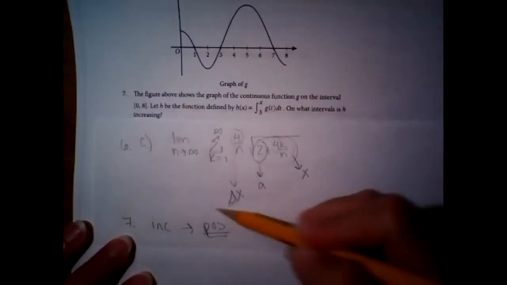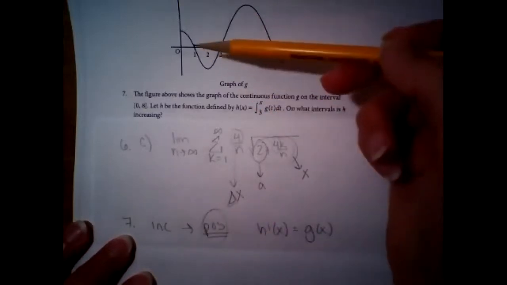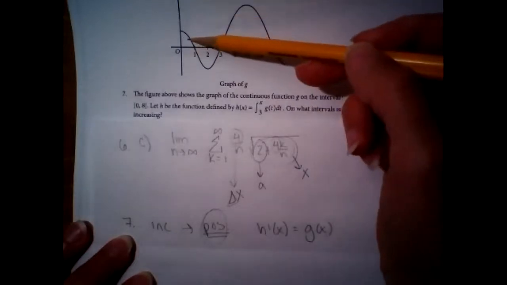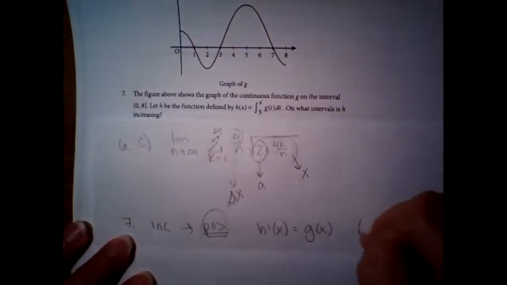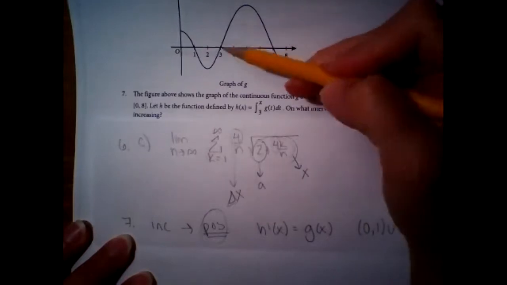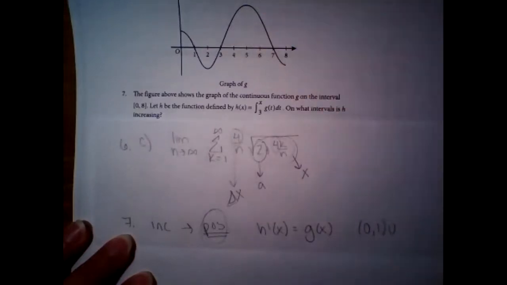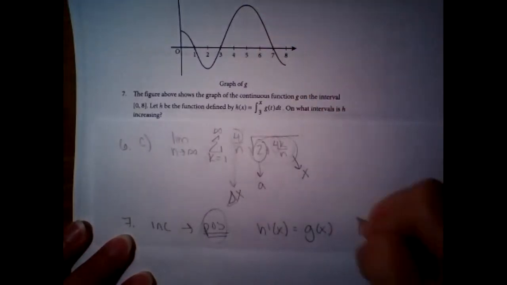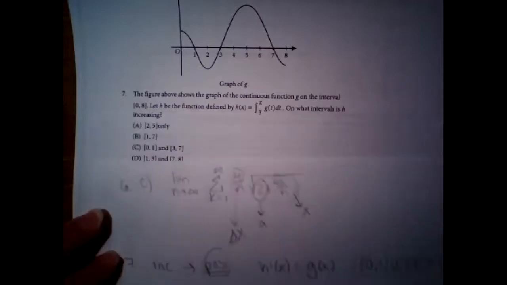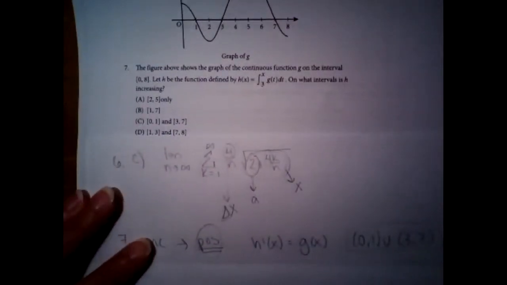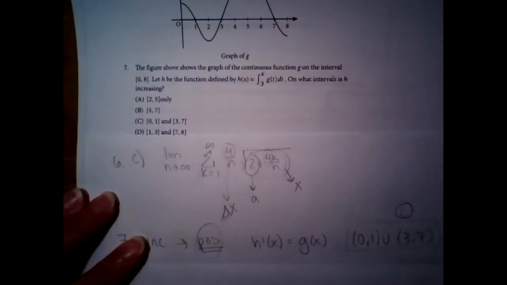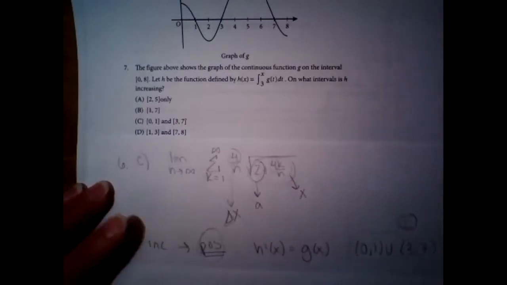So we just want where this derivative is positive. That means above sea level. So that's going to be this section 0 to 1, and then also this section, 3 to 7. So 0 to 1 and 3 to 7. So C for that one. I like that question. That was an easier one.